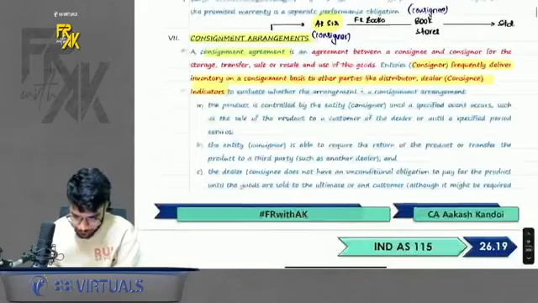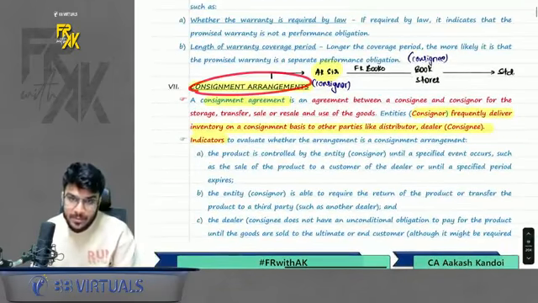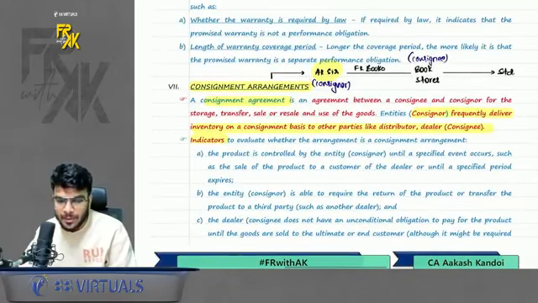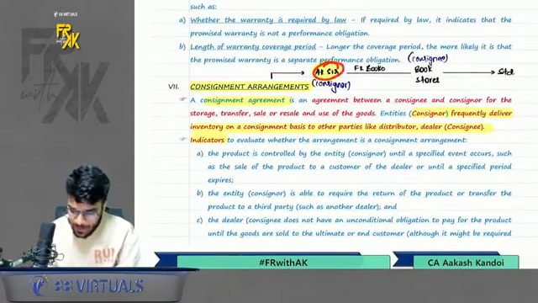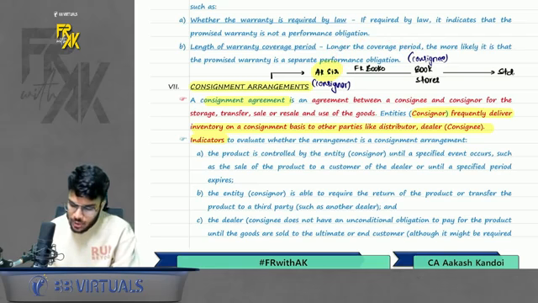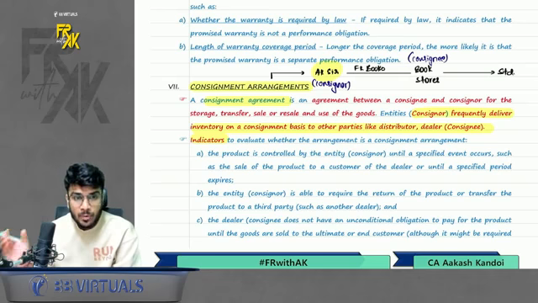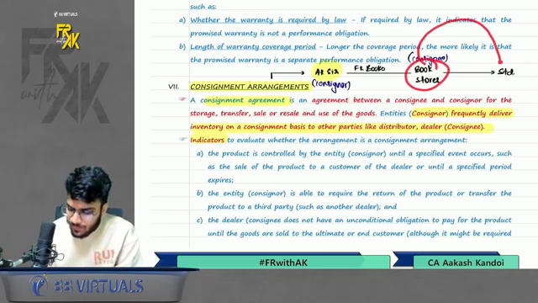Then the next point is consignment arrangements. Now, what is the meaning of consignment arrangement? I took one simple example. Let's say I sell my FR books. So I don't sell to the student directly. I transfer my books to the bookstores. So there are offline bookstores where I transfer my books, and these bookstores sell them to students.